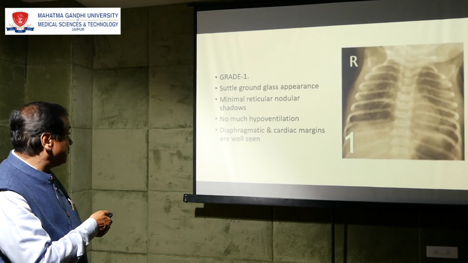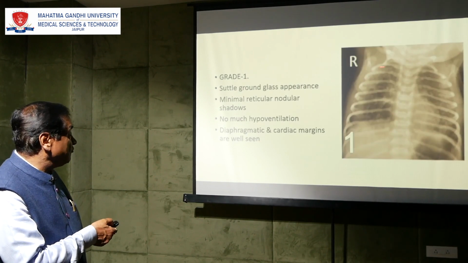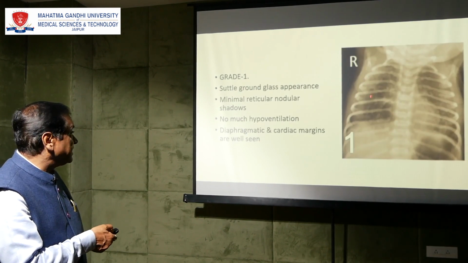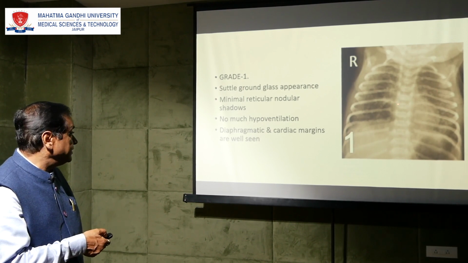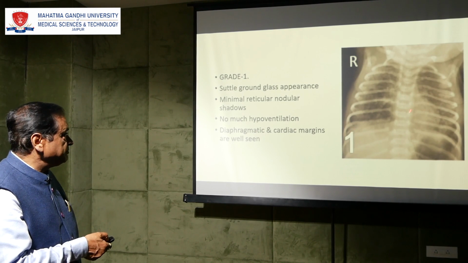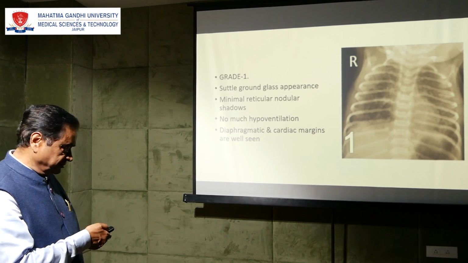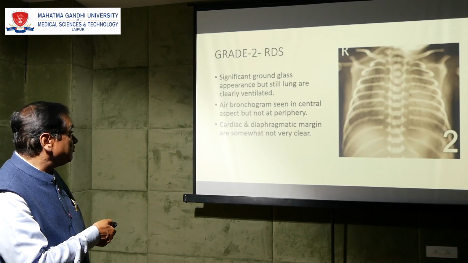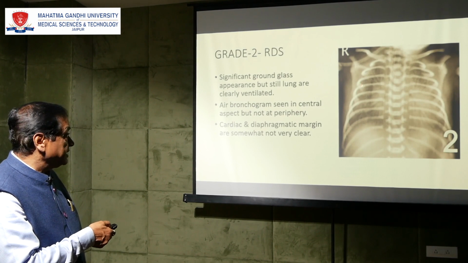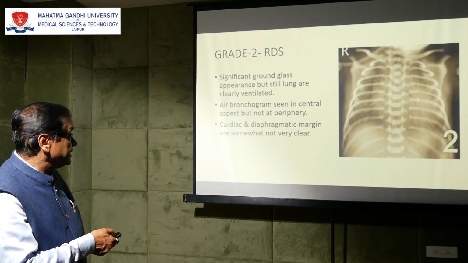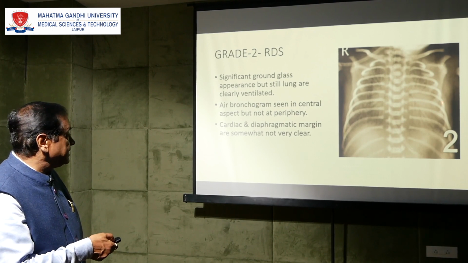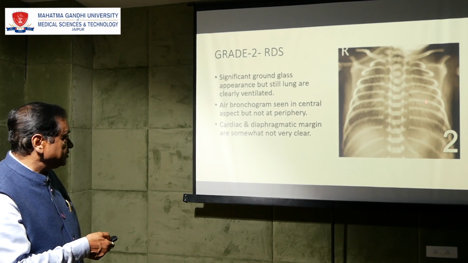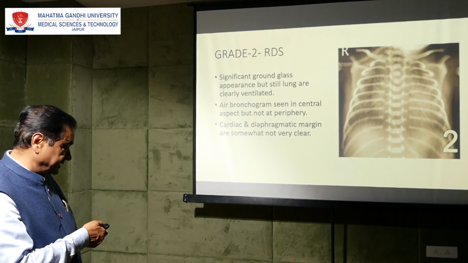Now, this is the grading: grade 1, grade 2, grade 3 and grade 4. In grade 1, this is the very earliest form, where subtle ground glass opacity is seen, minimal reticulonodular shadows and no hypoventilation, and diaphragmatic and cardiac borders are well visualized. In grade 2, the opacity increases significantly, the air bronchogram is also seen, but this is the central type. Cardiac and diaphragmatic borders are also a little bit ill defined, not very clear.